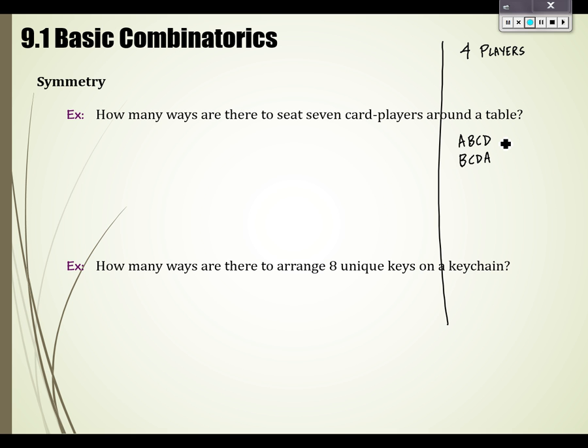I'm still receiving cards from the same person. Or for any game, actually. It doesn't matter what. B, C, D, A. What else? C, D, A, B by the same logic. D, A, B, C. All those we want to count the same.